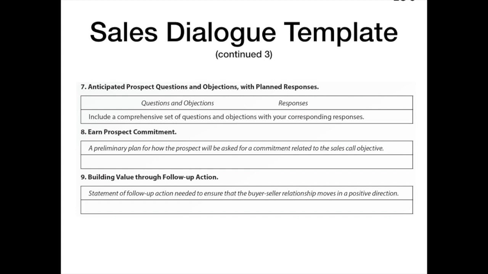In part 7, you should outline what you believe the prospect will bring up in their meeting with you. Do you think they'll have any specific questions? A seasoned salesperson typically finds that customers tend to ask the same questions over and over. It's like your FAQs, if you will. And how do you respond to those questions? And then you should think about earning commitment and building value through follow-up.